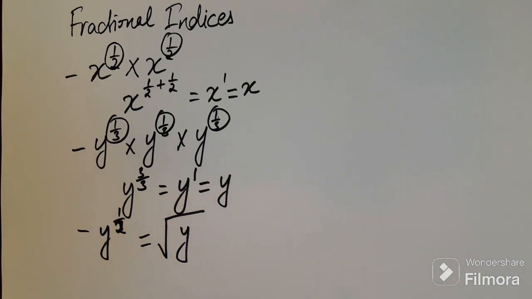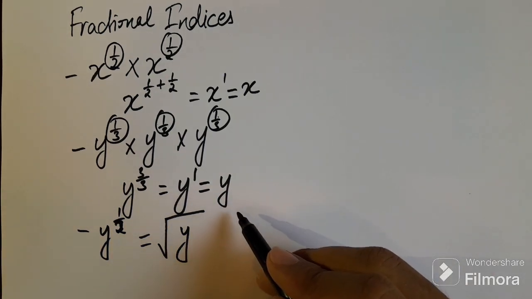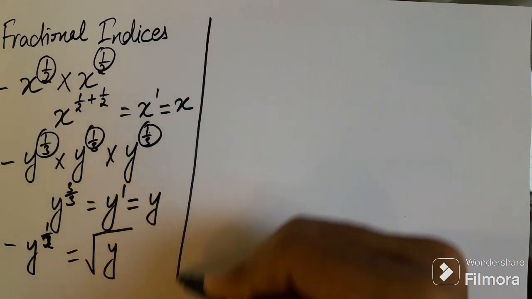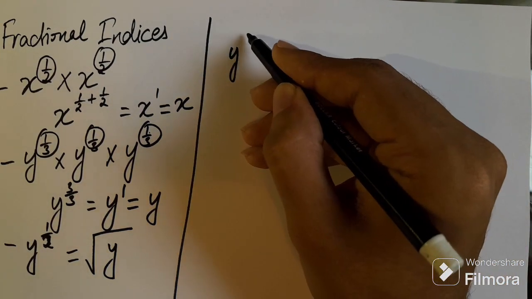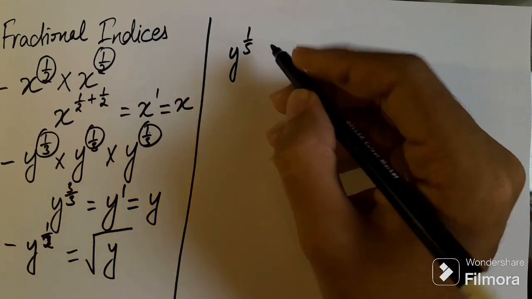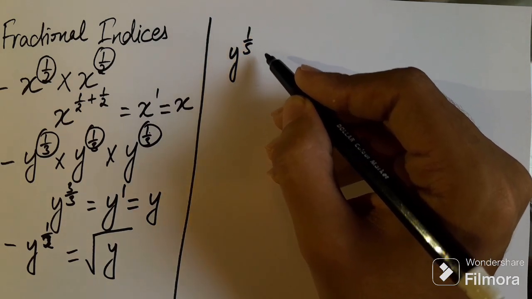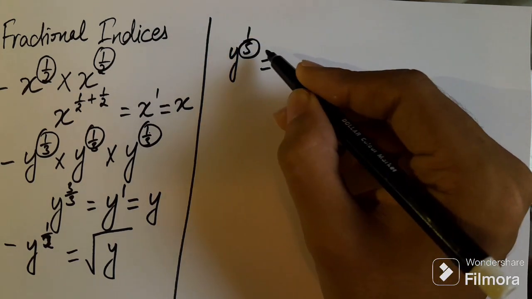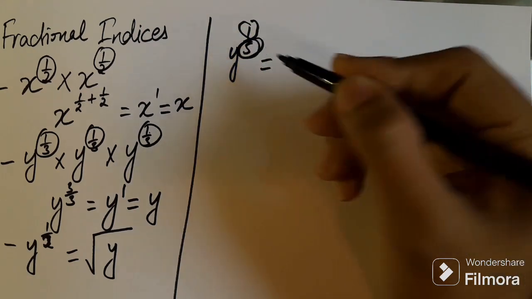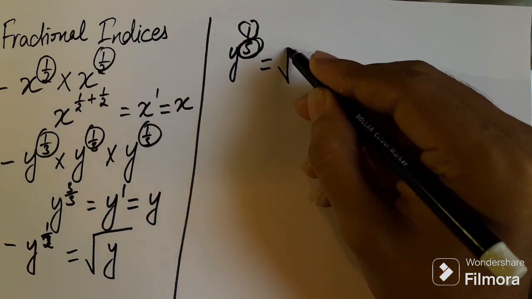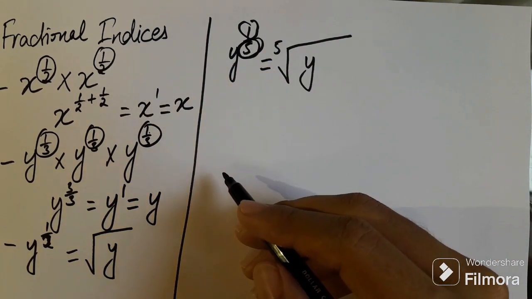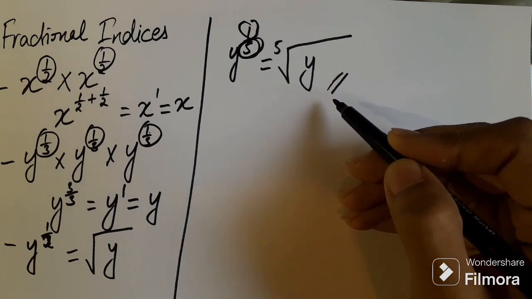Then another example, if we have y to the power of 1 over 5, what we will do over here is the denominator, which is 5, will be the root. This will be the root, not the numerator. The denominator will be the root. So the fifth root of y to the power of 1, like this. So this will be the answer.